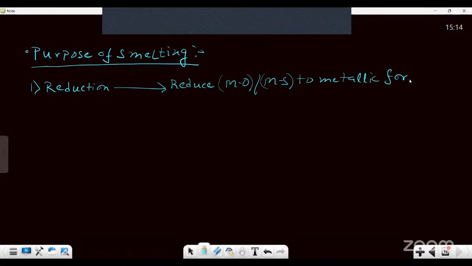Now, metal sulfide cannot be reduced directly to metallic form in most cases. So roasting is involved. If you are getting metal sulfide, first you have to roast it. By roasting, you are converting the metal sulfide into metal oxide. And after that, you will go for smelting. Okay, so roasting के बाद smelting होता है. Always remember. Then second is separation.